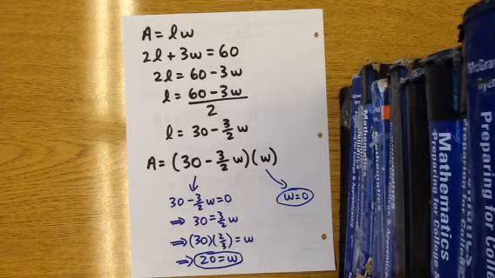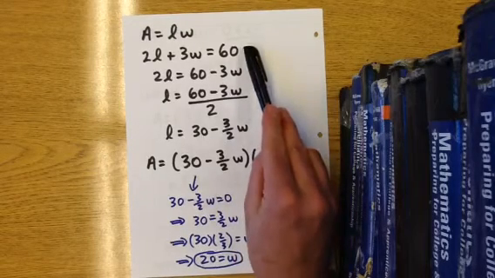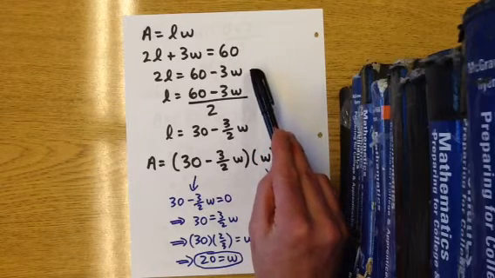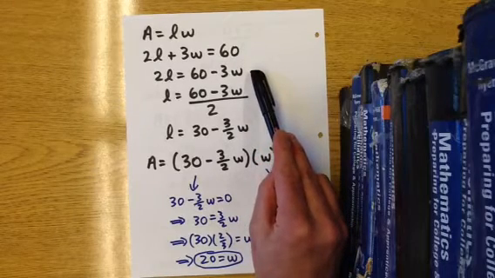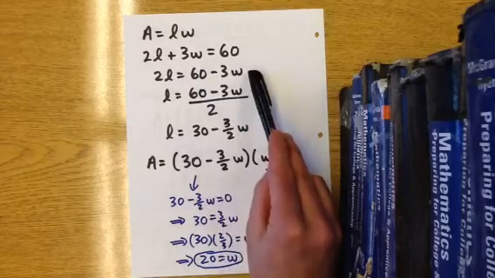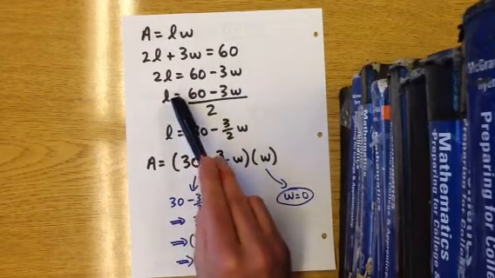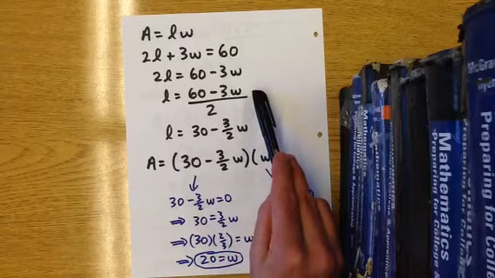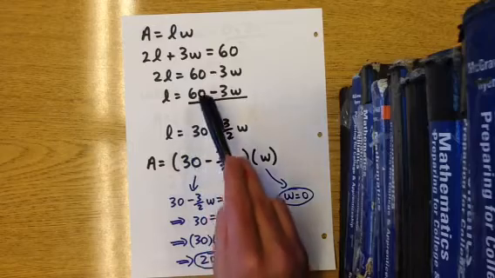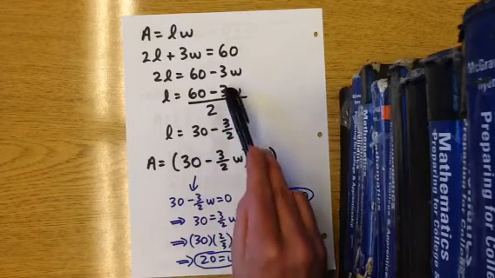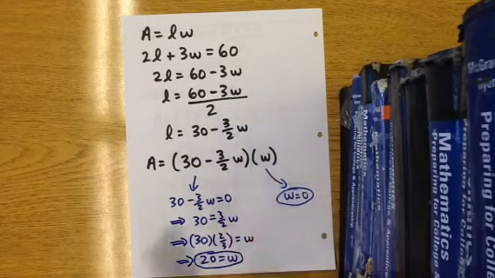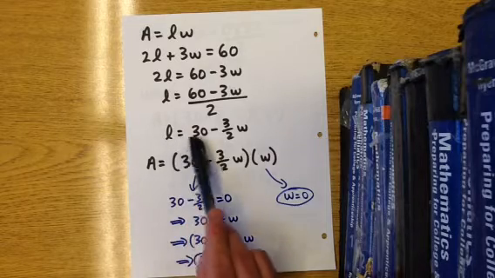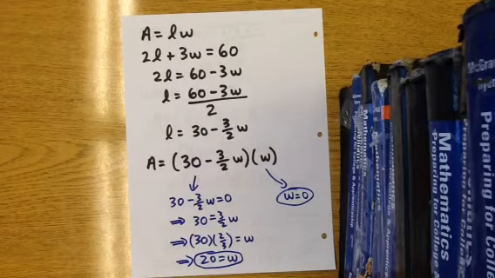So, we know 2L plus 3W equals 60. We begin by isolating 2L. 2L will be 60 minus 3W. We can then divide both sides by 2. That leaves us with L on the left and 60 minus 3W over 2 on the right. Well, 60 over 2 is 30, and negative 3W over 2 is negative 3 halves W. So we get L is equal to 30 minus 3 halves W.